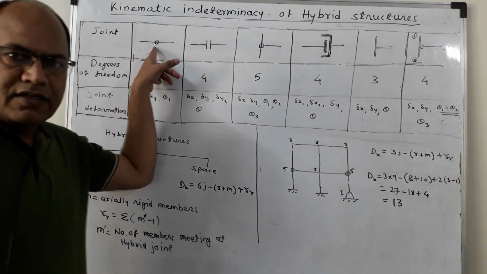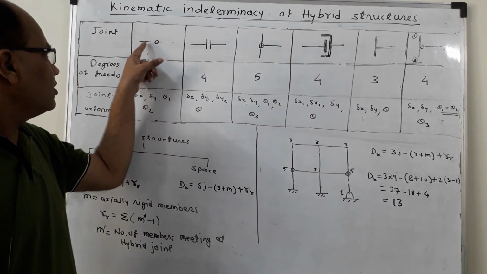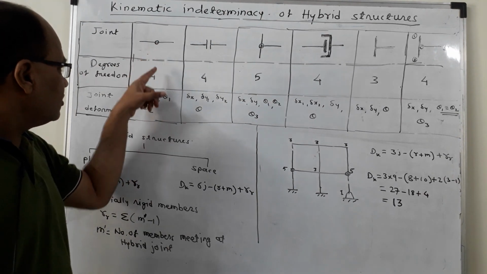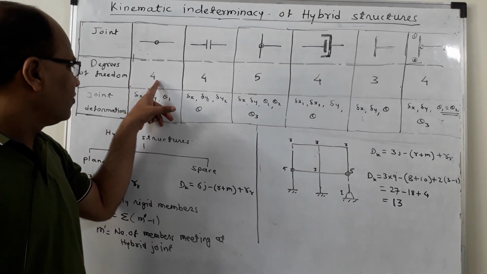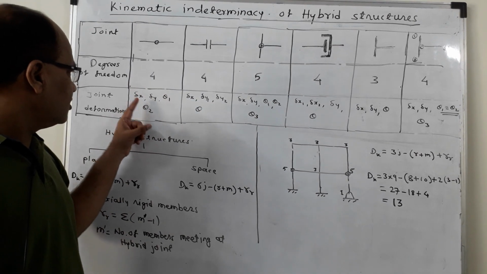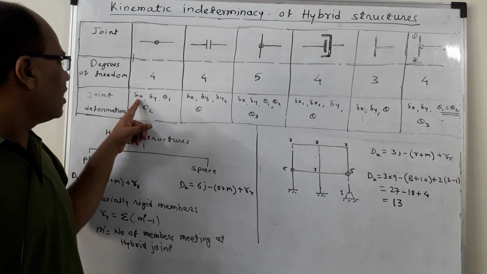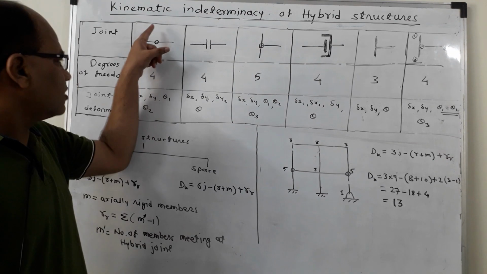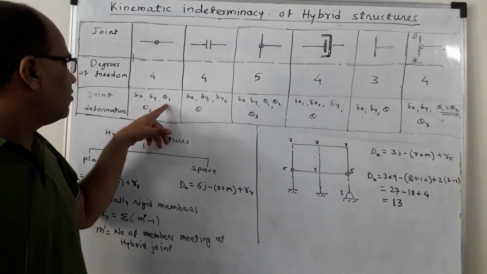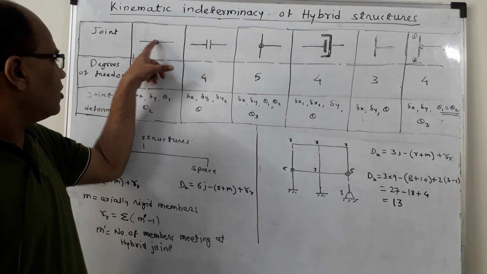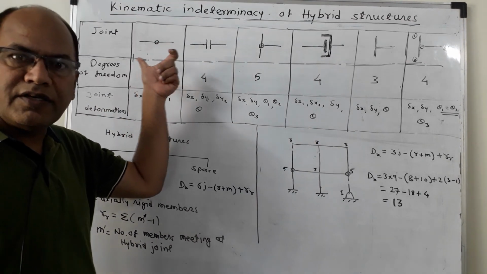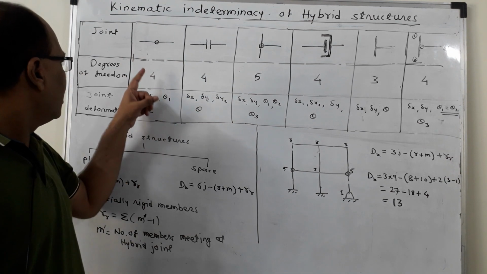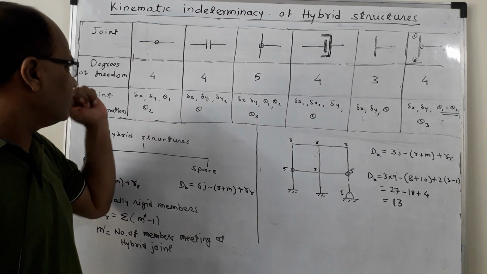Now in this case, that is the first case in which two members are connected together by means of this internal hinge, such joint has 4 degrees of freedom. The deformations, displacements that can happen are delta x, means movement along x direction, delta y, that is translation along y direction, theta 1, that is rotation of member number 1, and rotation of member number 2 are going to be different for this type of joint. So these are the 4 displacement components, and that is why degrees of freedom for this joint is 4.